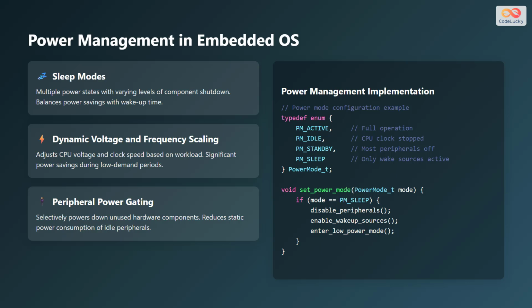Power management in embedded operating systems. First, sleep modes. Multiple power states with varying levels of component shutdown, balancing power savings with wake-up time. Second, dynamic voltage and frequency scaling. Adjust central processing unit voltage and clock speed based on workload, achieving significant power savings during low-demand periods. Third, peripheral power gating. Selectively powers down unused hardware components, reducing static power consumption of idle peripherals. Here is an example of power management implementation in embedded operating systems.